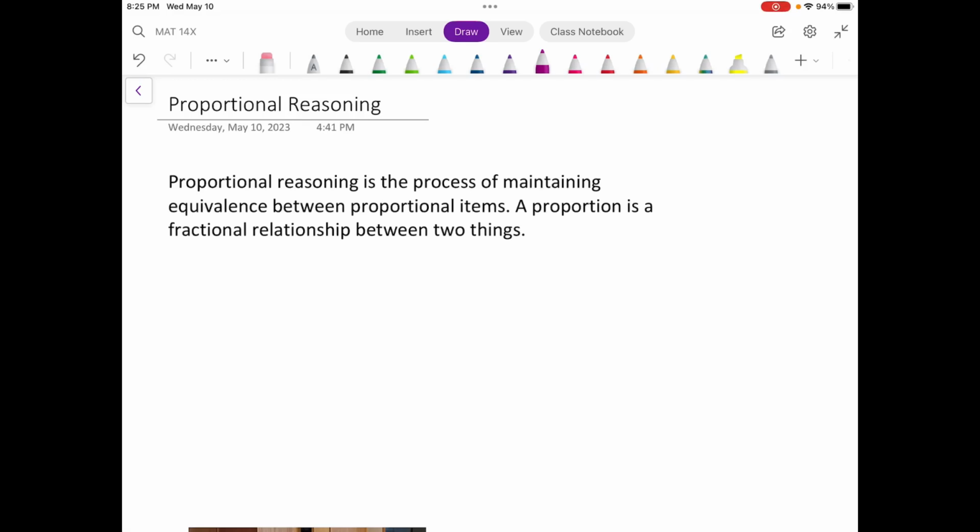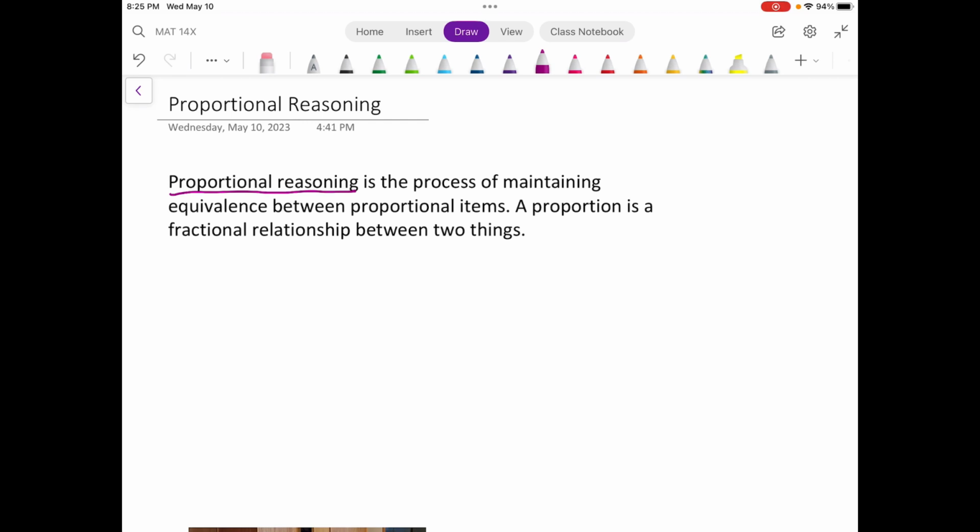In this video, we're going to explore some problems that involve proportional reasoning and similar figures. This is going to lead into where we're going to be going in lesson number 2, which is some of our unit conversion. So proportional reasoning is the process of basically maintaining equivalence.